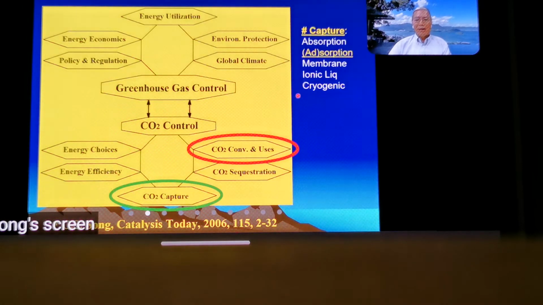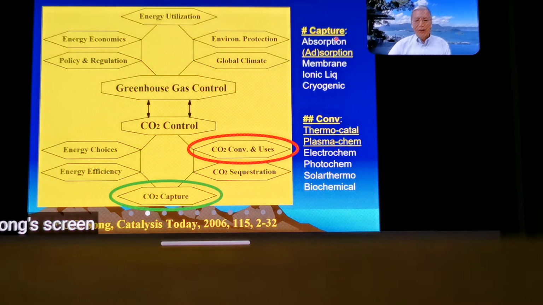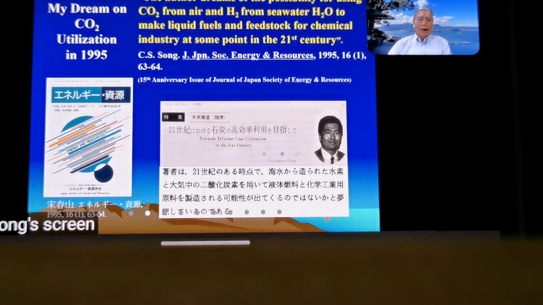I will be mentioning some examples on CO2 capture and CO2 utilization, coupled with some of the new design approaches that we have been working on. I come from a very different angle, starting from about three decades ago, when we were looking into the utilization of fossil energy. In 1993, I was invited by the editor of a journal of the Japan Society for Energy Resources to write an article for the journal in the 50th anniversary of the society.